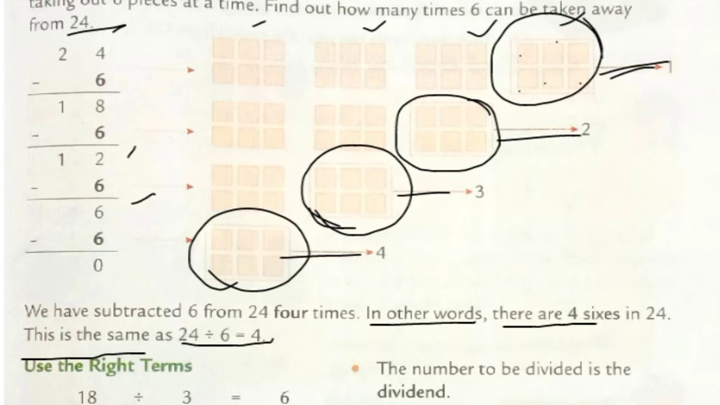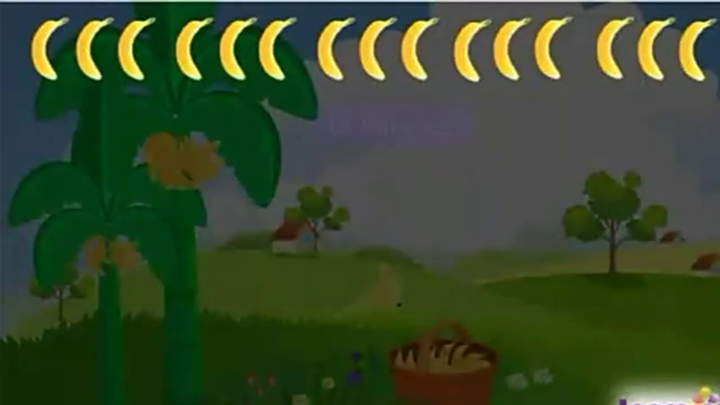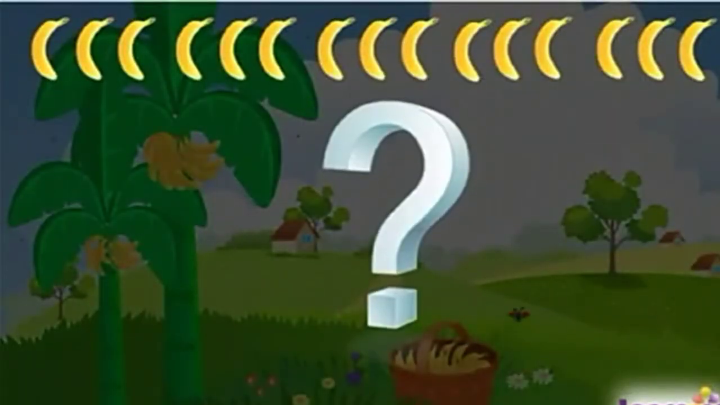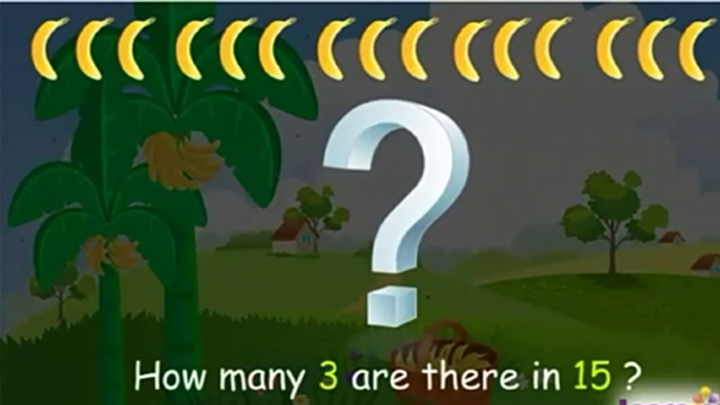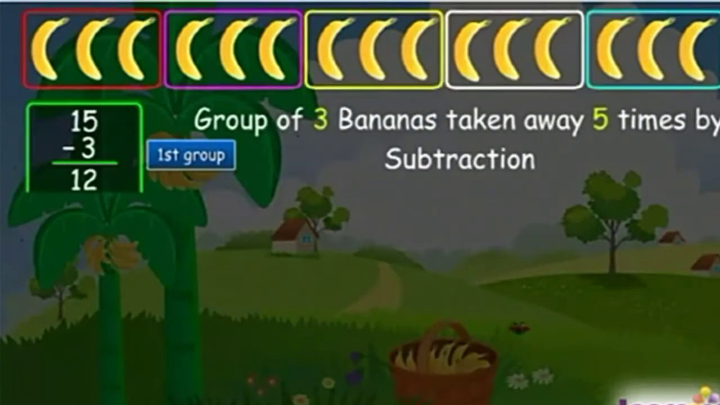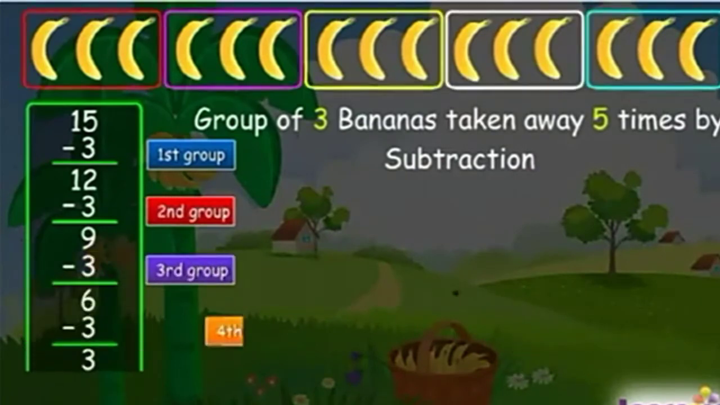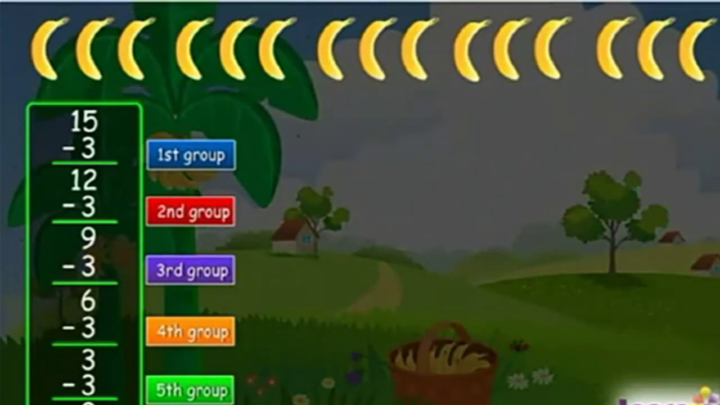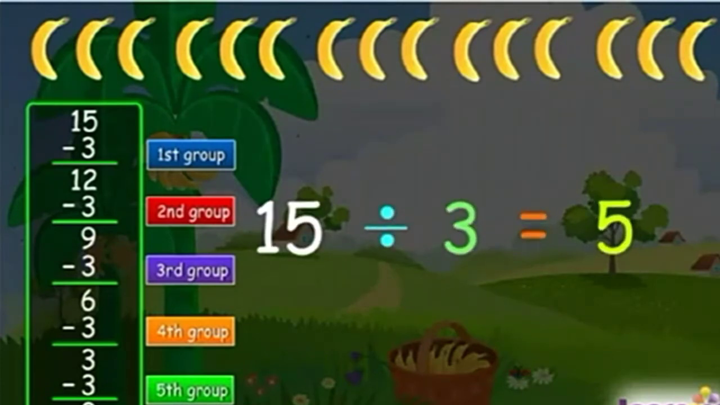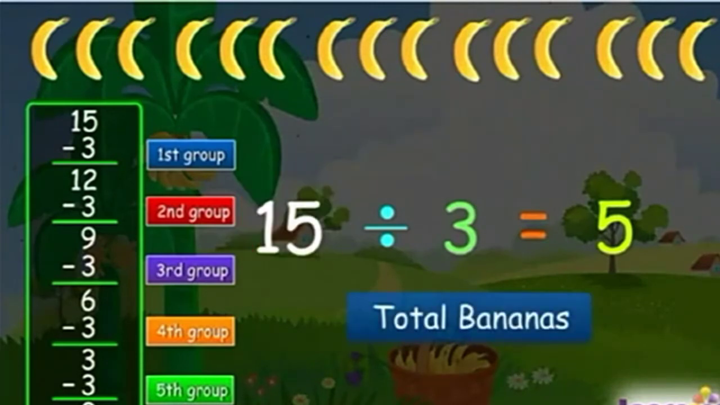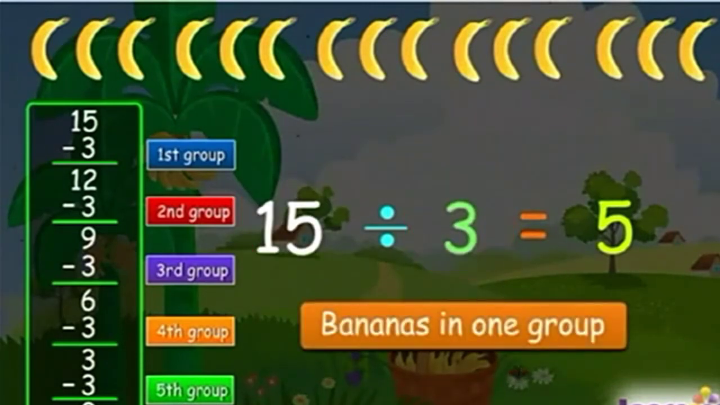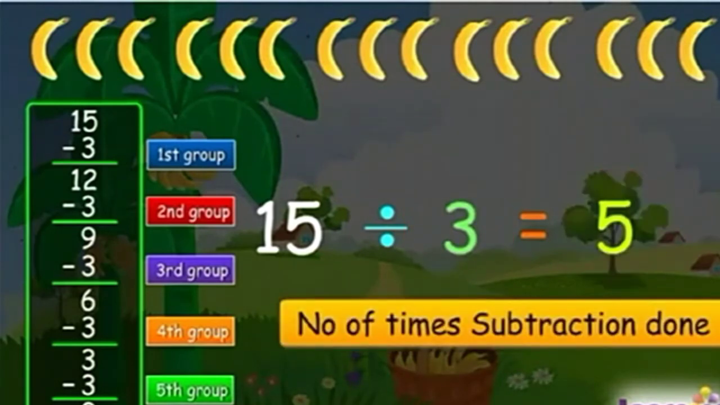Now, we'll take one more example to understand this concept. These are 15 bananas. We have to find out how many 3 are there in 15. Group of 3 bananas taken away 5 times by subtraction, we will get 0. 15 divided by 3 equals 5. 15 is total bananas, 3 is bananas in each group, and 5 is the number of times subtraction is done.